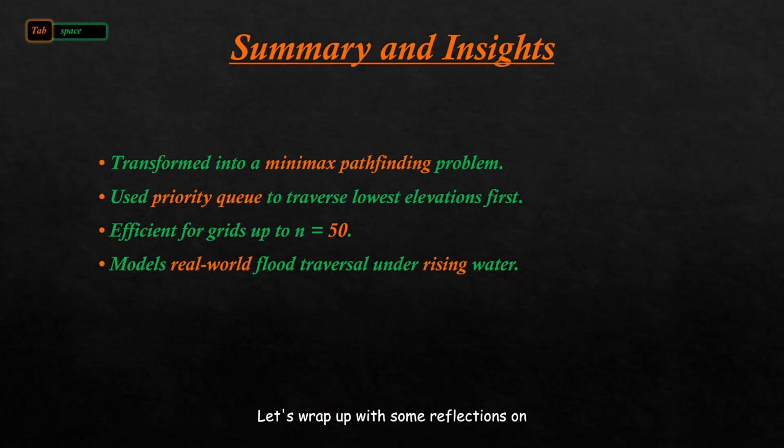Let's wrap up with some reflections on what we have learned. Swimming in rising water is more than a grid traversal problem. It's a beautiful example of transforming a physical scenario into a mathematical model. We reframed a natural event, the rising of water, as a minimax pathfinding problem. Using a priority queue, we simulated how the water gradually connects areas of the island, ensuring that at every step we took the lowest risk, lowest elevation move possible. The result was both efficient and intuitive, demonstrating the power of algorithmic thinking to solve real-world-like dynamic problems.